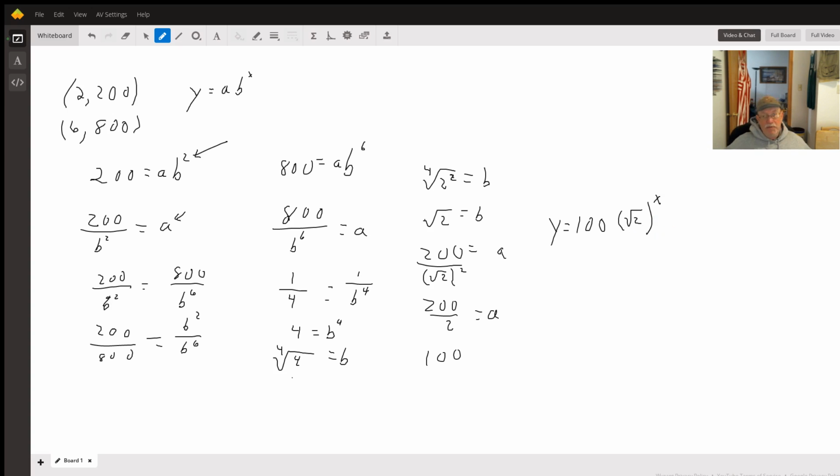Okay, and if you plug those in, if I plug a 2 in for x, I get the square root of 2 squared. This 2 times 100 is 200, so it works for that one. And if I do 100 times the square root of 2 to the 6th power, that comes out 800. So there is your equation right there.